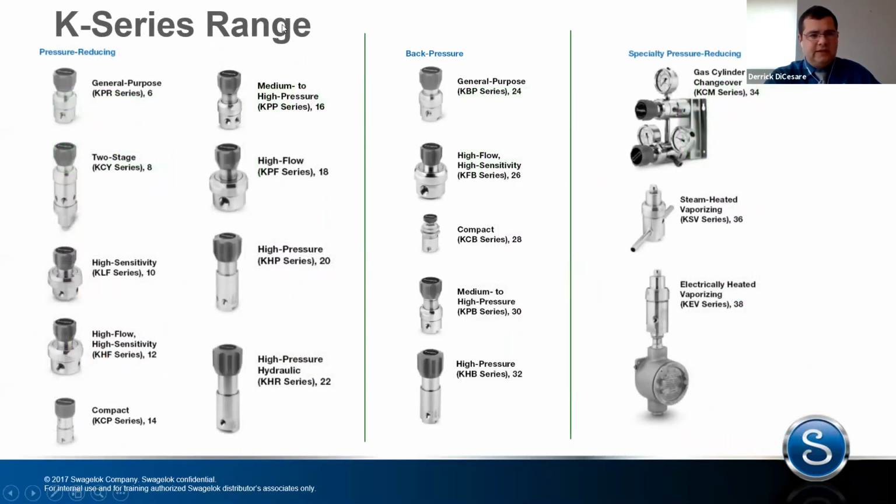A quick overview of the K-series regulators that we have. We've got 9 pressure reducing regulators. We've got 5 back pressure regulators within the K-series. There's more in the RHPS series. And then we've got 3 specialty regulators. There's a gas cylinder changeover regulator, which we call a KCM. And then there's 2 vaporizing regulators. One is going to use steam, one's going to be electrically heated.